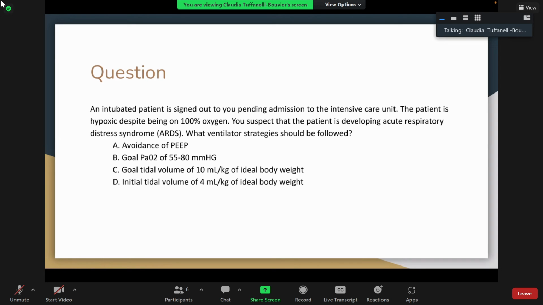A, avoidance of PEEP. B, a goal PaO2 of 55 to 80 mmHg. C, goal tidal volume of 10 mL per kilogram of ideal body weight. Or D, initial tidal volume of 4 milliliters per kilogram of ideal body weight.